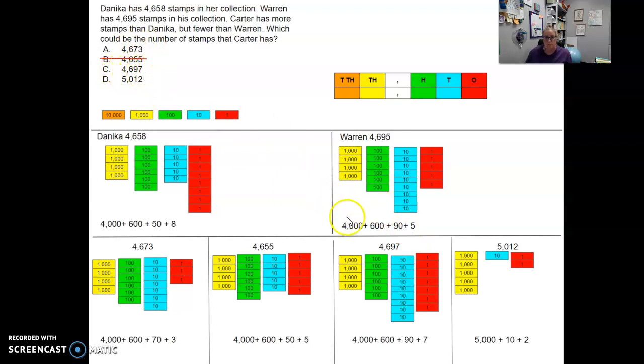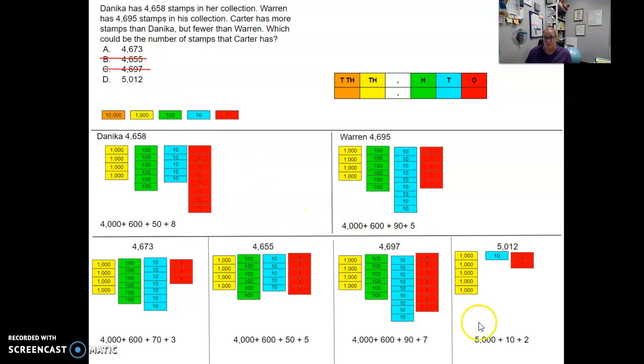4,697. So let's look at it. It's right here underneath it. So 4,000, 4,000, 600, 600, 90, 90, 5, 7. It says it has to be smaller, but 7 is bigger. So since 7 is bigger than this 5, I'm going to go ahead and cross it out.